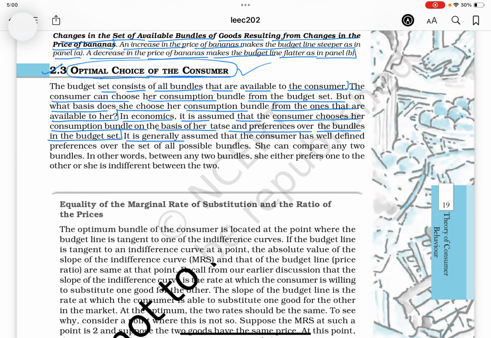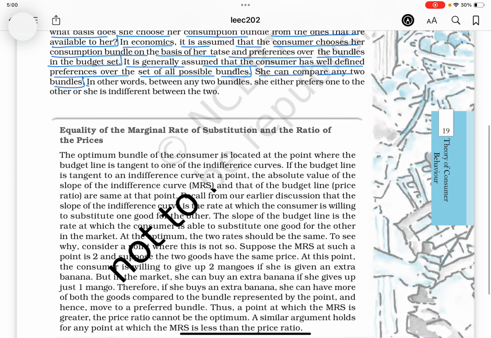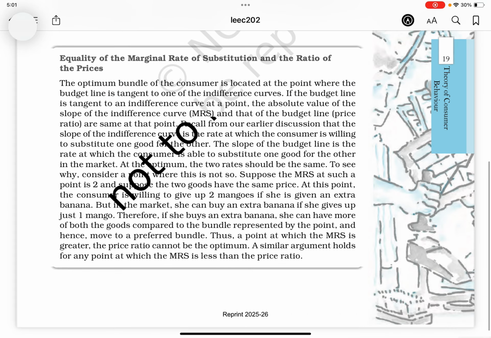It is generally assumed that the consumer has well defined preferences over the set of all possible bundles. She can compare any two bundles. In other words, between any two bundles, she either prefers one to the other, or she is indifferent between the two. Equality of the marginal rate of substitution and the ratio of the prices.